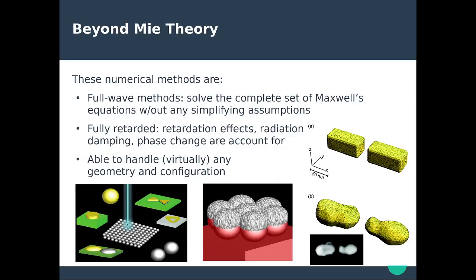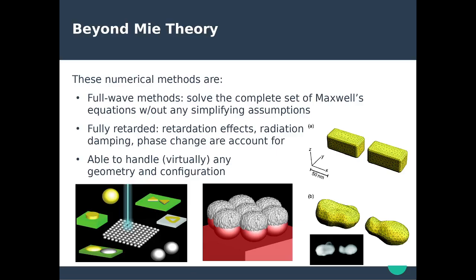So those numerical methods are very powerful because they are full wave methods to solve the full set of Maxwell's equations without any assumption or approximation. They're also fully retarded, meaning that they include those retardation effects that really account for the radiation damping, the phase change of the field as it moves across the system.